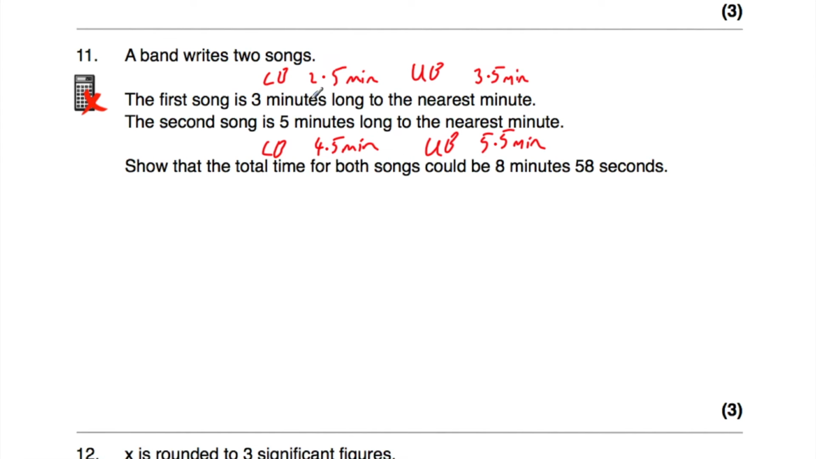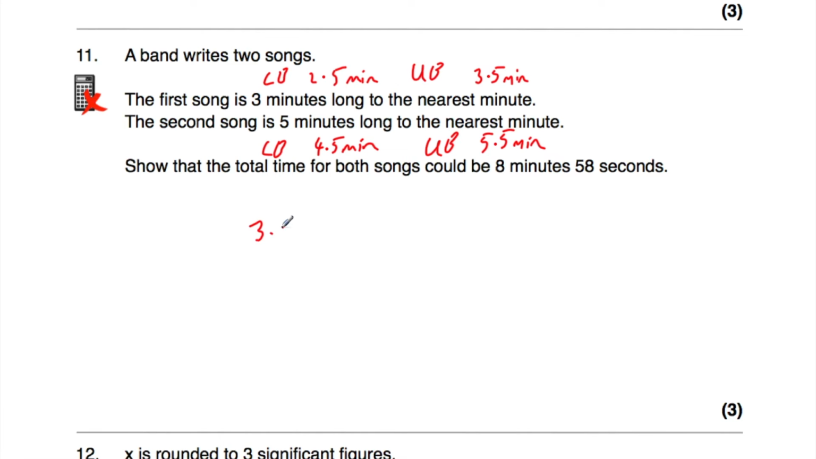So that means that the first song could be as short as 2.5 minutes long, but up to, but not including, 3.5 minutes long. And likewise for the second song, it could be as short as 4.5 minutes, and the length of it could be up to, but not including, 5.5 minutes. Now in this question, we've been asked to show the total length for the 2 songs could be 8 minutes and 58 seconds. Now if we add the 2 upper bounds together, that would tell us what the length of the 2 songs could be up to. It would tell us the upper bound for the length of the 2 songs.